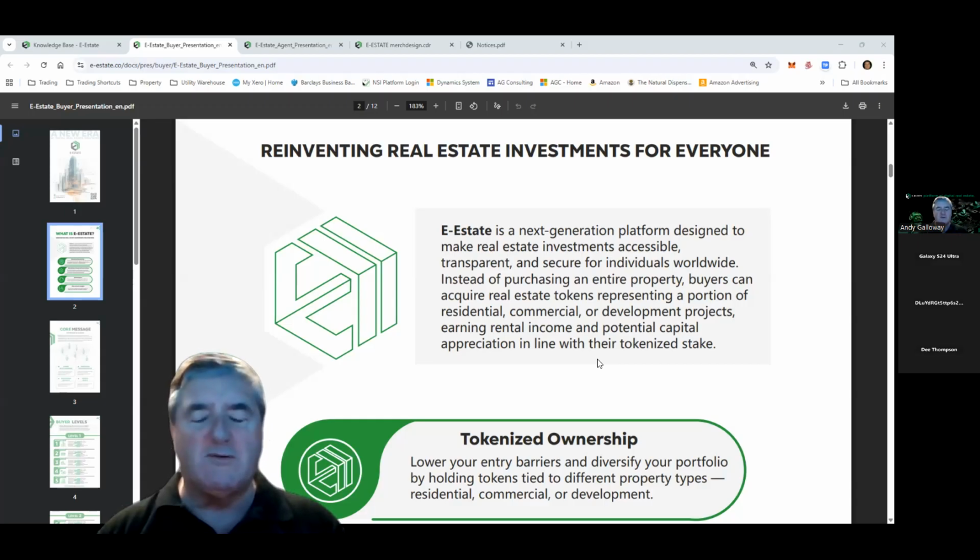So they've reinvented real estate investments, not the property ownership side. The property ownership side is a very small part of what we do in real estate. So eEstate is the next generation platform designed to make real estate investments accessible, transparent, and secure. Massive pluses, big ticks in the plus box.